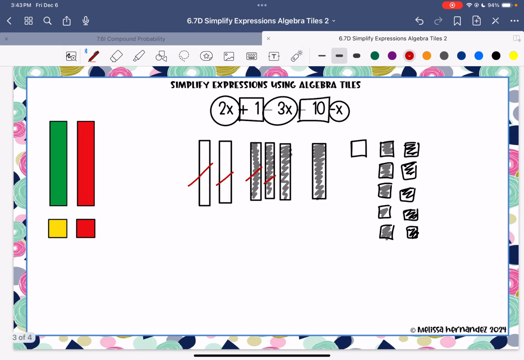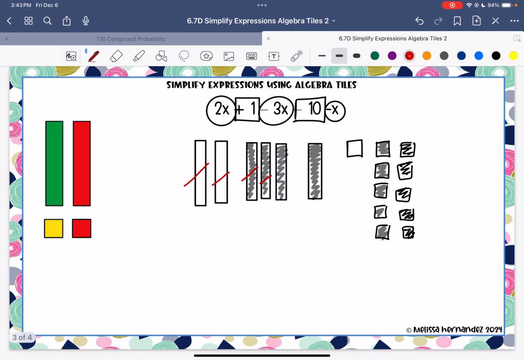There are no more zero pairs with the x's, and you cannot do zero pairs if they're not like terms. Now we go to our units. One positive, one negative. So I'm done. There are no more terms that I need to simplify, no more zero pairs, none of that. So my simplified expression is negative 2x minus 9. You have to include the minus 9. Now you can also write negative 2x plus negative 9. Either one works.